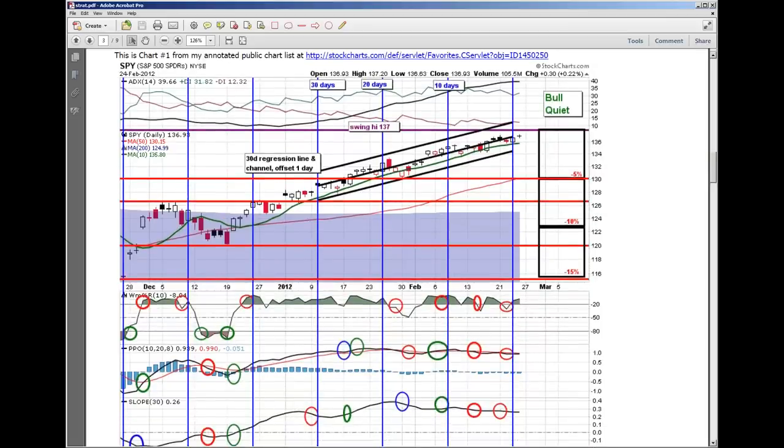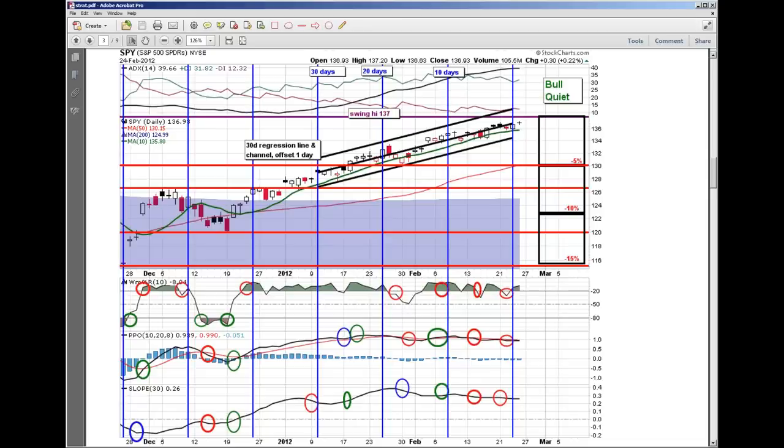All right, next up is the market health check. Again, our vertical blue lines represent 10, 20, and 30 days of look back. And the horizontal purple line still is at 137. That's the swing high. We're pushing that number right now, right at that swing high from last year. Friday ended in a little doji there, so maybe that's a test of 137.